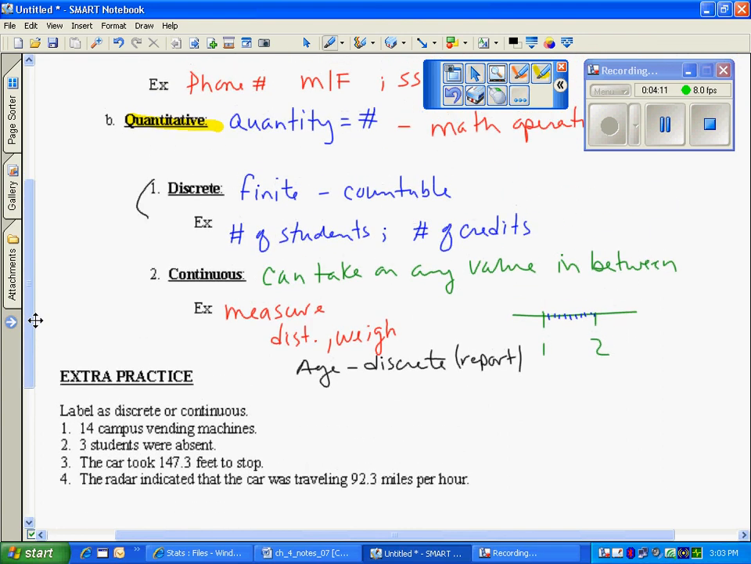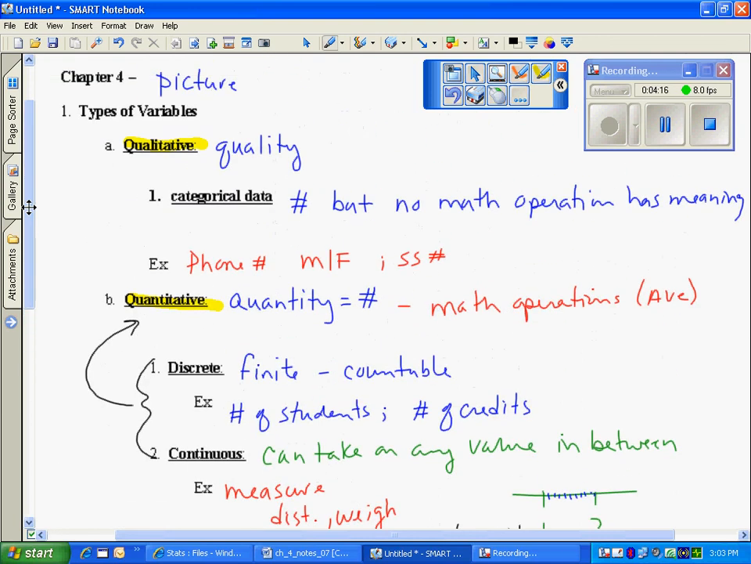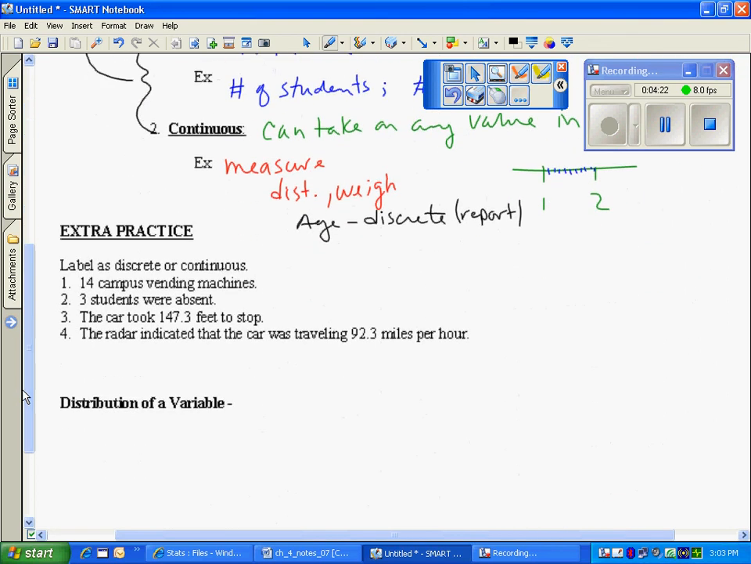But notice both of these are quantitative variables, where anytime it's a quality or most likely a name, it's going to be qualitative. So let's take a look at some practice. 14 campus vending machines. 14 is discrete. We also know it is quantitative because it's a number. 3 students were absent. Again, discrete.